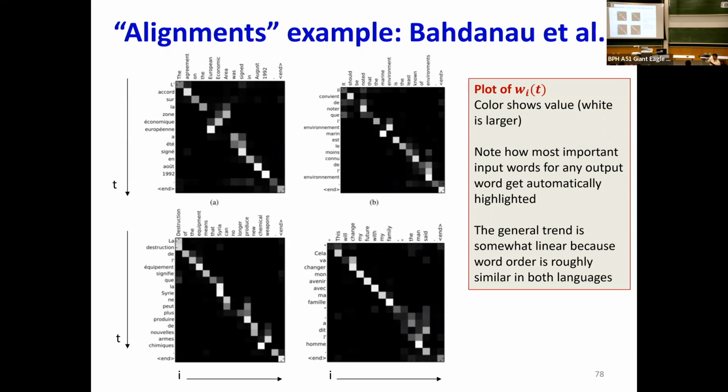And the attention weight itself is shown as a grayscale. So the darker it is, the lower the weight. The lighter it is, the higher the weight. And so you can see how the attention weights, when the network is trained properly, the whole thing works really nicely. The agreement on the European Economic Area was signed in August 1992, period. So again, period is part of the vocabulary over here.